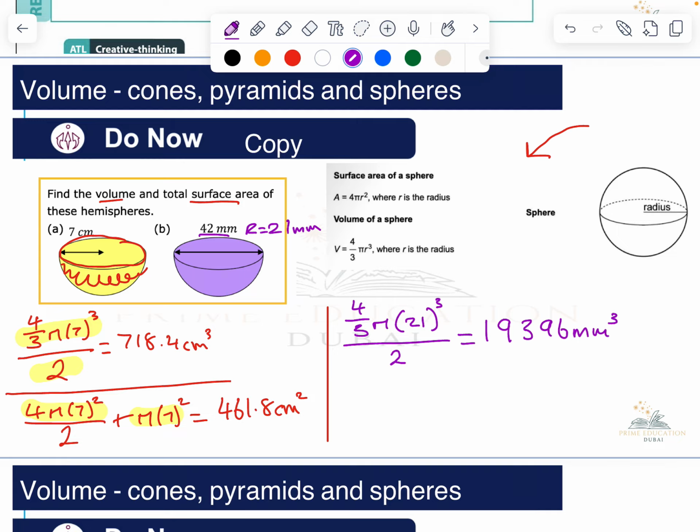And then the surface area for this shape, so I'm going to do 4 times pi, the radius is 21 squared, put that in your calculator, divide it by 2, get an answer, and then don't forget, you have to add this shape here, which would be a circle, so pi times 21 squared. And if you do that, your answer should be 4,156 millimeters squared. Okay, that was the do now task.